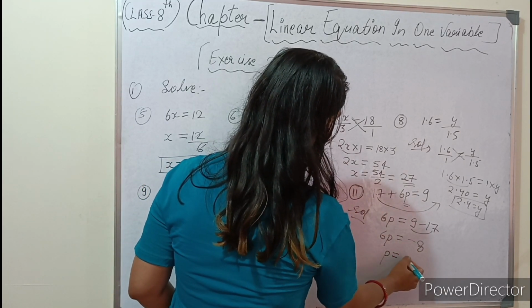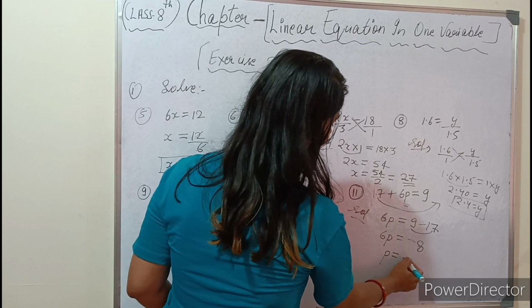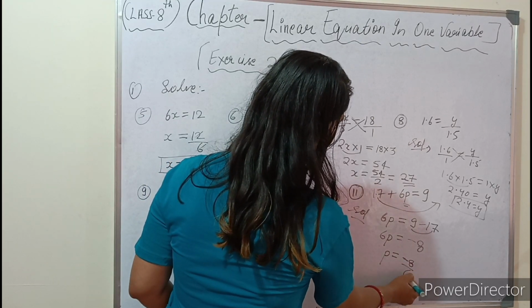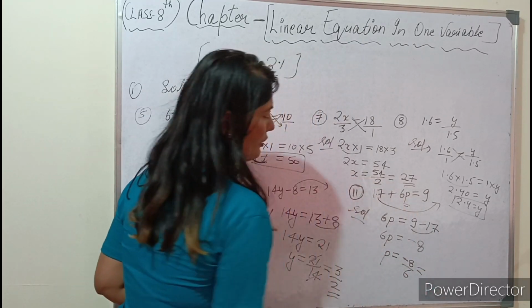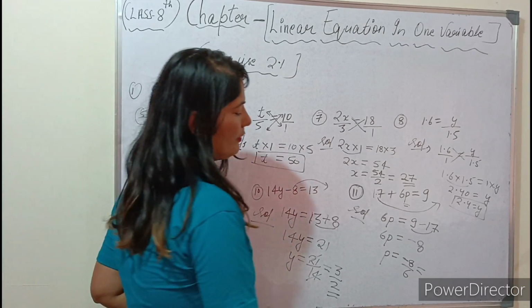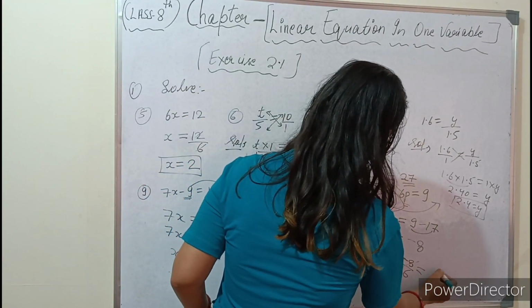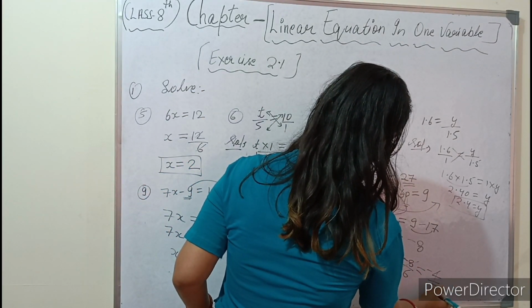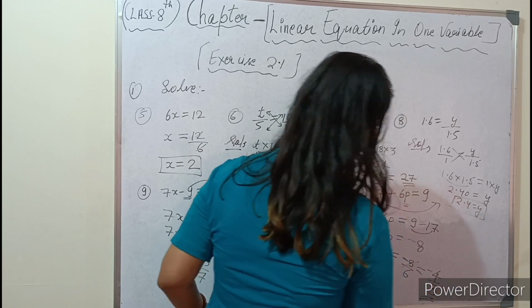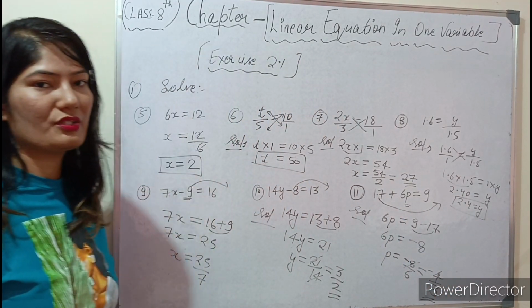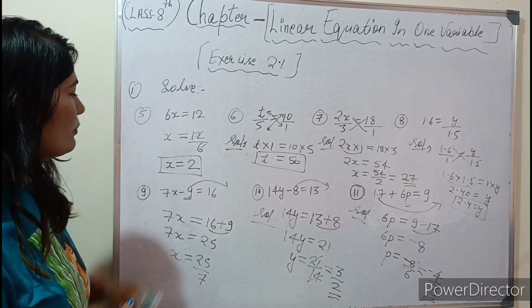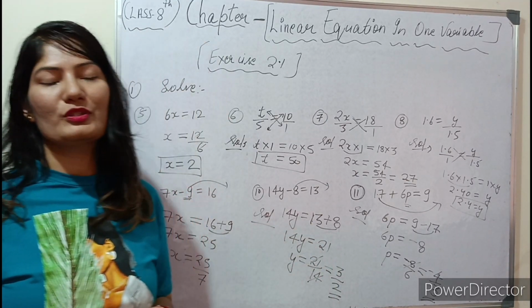So the value of p is, now again equals to means division, you will divide minus 8 by 6, or you can further simplify it. So simplify both the numbers by 2. 2 4s are 8 and 2 3s are 6. So your answer is minus 4 by 3. This is from question number 5 to question number 11. So please have it.